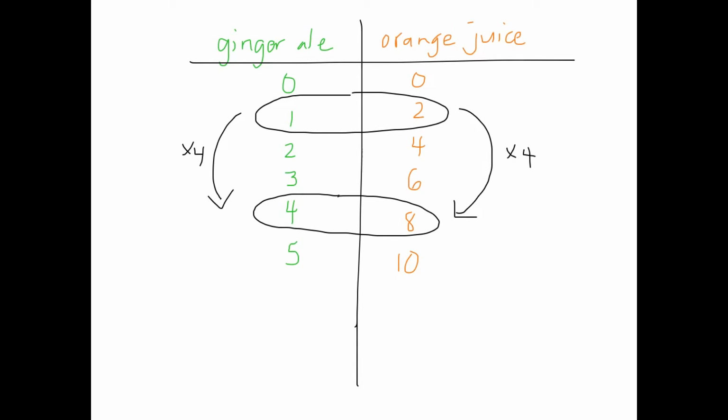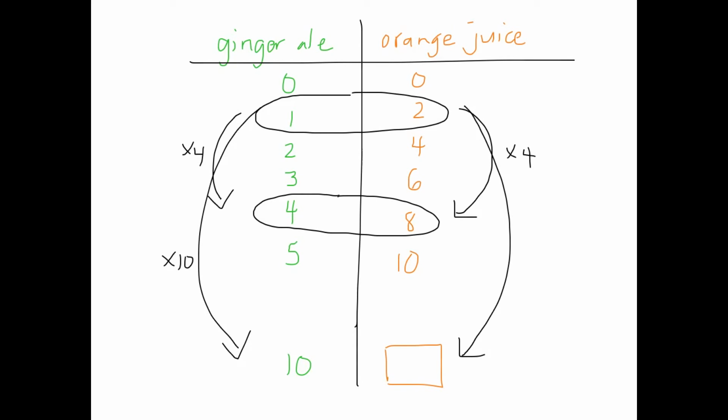Notice a pattern here? What if I ask you to find out how many cans of orange juice we need if we have 10 bottles of ginger ale? Think about how you could solve this. Well, one way is to see how we get from 1 to 10. 1 times 10 is 10. So what am I going to do to figure out the missing number of cans of orange juice? Well, if we start at 2, what do I need to multiply 2 by to get the answer? Since we multiplied 1 times 10, we're going to multiply 2 times 10. What's 2 times 10? 20.